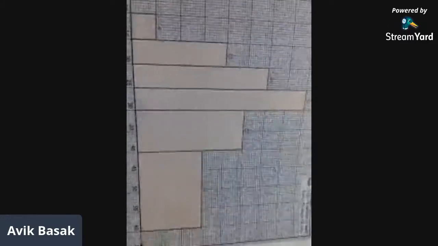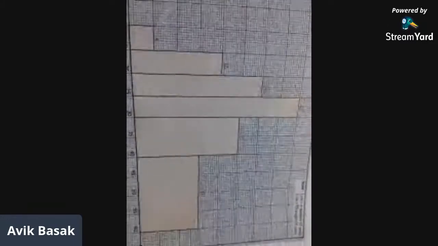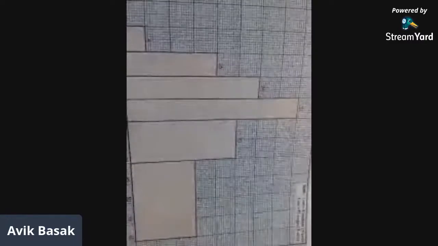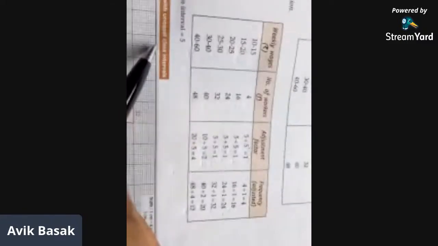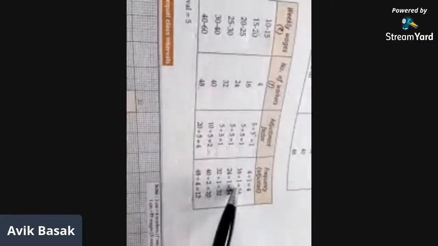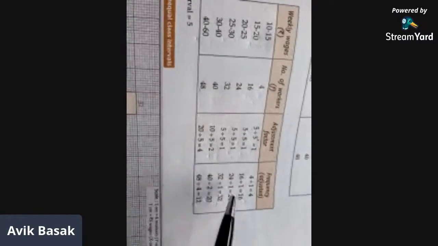So whenever there is an unequal class interval, you have to do a little bit of calculation. And the calculation is nothing but to adjust the class interval and adjust the frequency. Your main intention will be to adjust the frequency only.